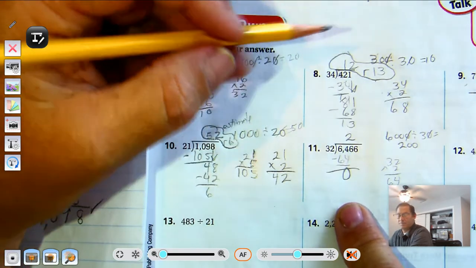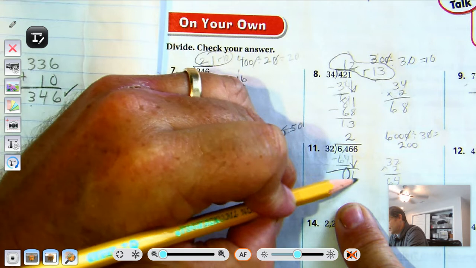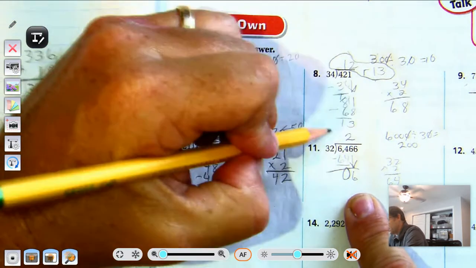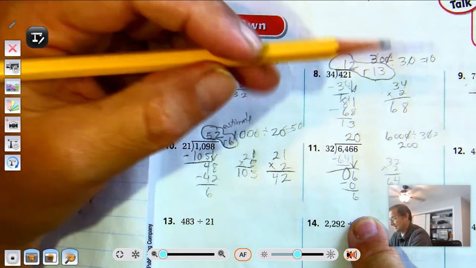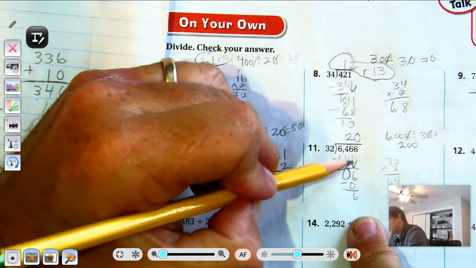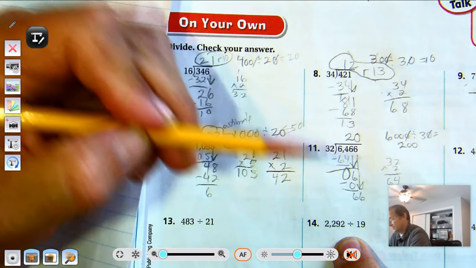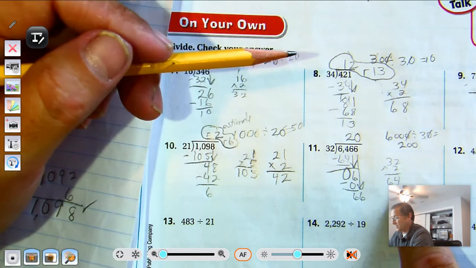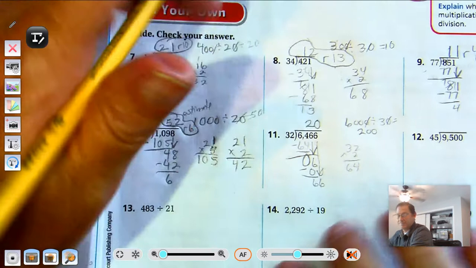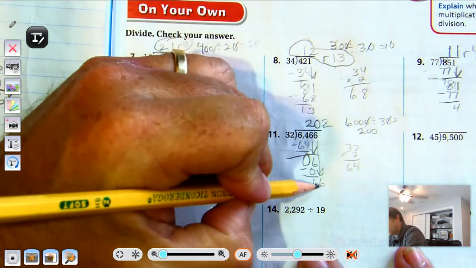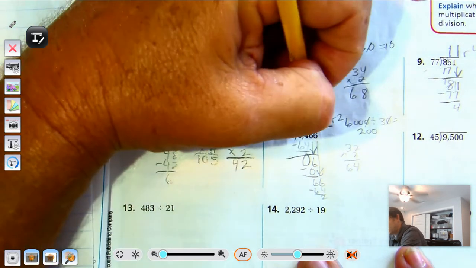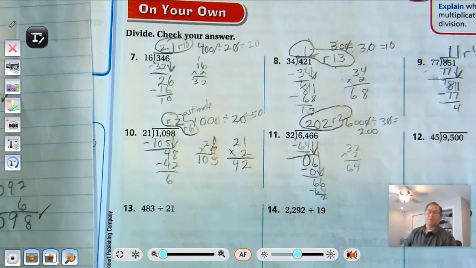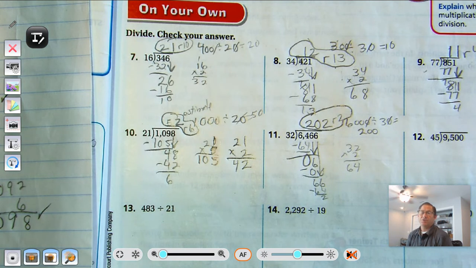So that's 0. Bring down the 6 tens. Can't share that with 32, right? So let's show that with a 0. Subtract, we're left with 6 tens. I'm going to trade those for 61s and bring down the other 6 ones. Okay, we know 32 times 2 is close to 66. So let's put it 2. Subtract, we get a remainder of 2. So number 11, we're saying our answer should be 202, remainder 2.